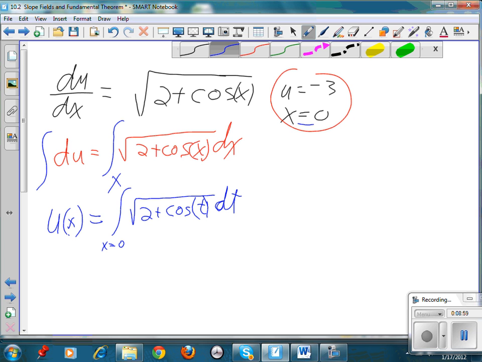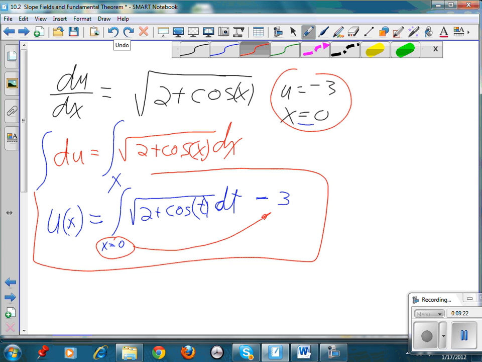If I integrate from 0 to 0, that's 0. But I know at x equal to 0, u is equal to 3. So I do my minus 3. Remember my last bit, I say I'm going to start integrating from where I know the function and then add that. Here is my answer. Okay, now let's try something here. Find what u of 5 is equal to.